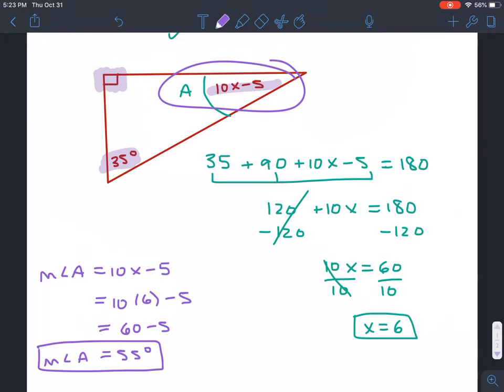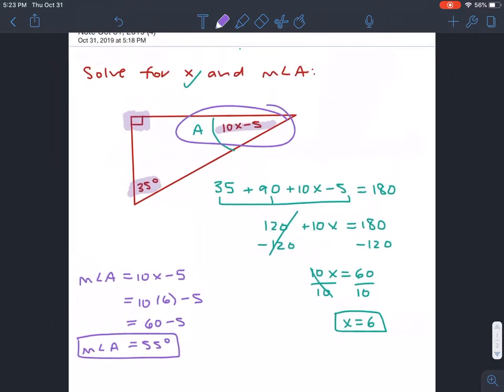You could also check that just knowing the triangle sum theorem. I have a 90-degree angle, I have a 35-degree angle, so 180 minus 90 minus 35 gives me 55 degrees. It's awesome if you can check a problem like that, because then you can turn in the test knowing exactly how you would do. So put this in a safe spot.